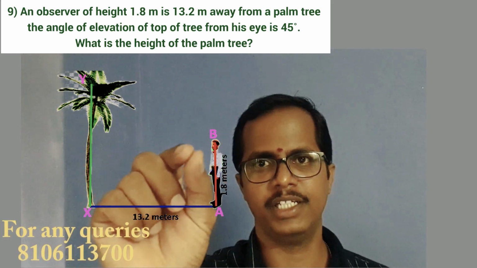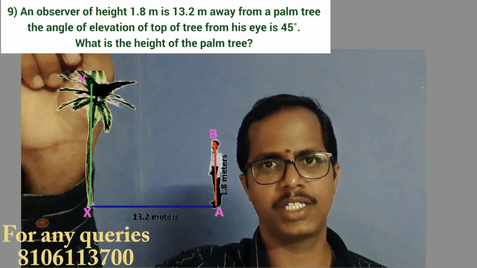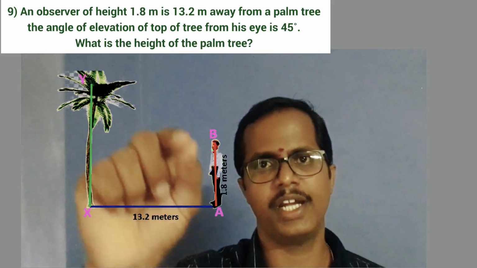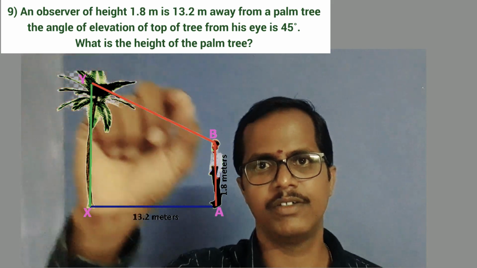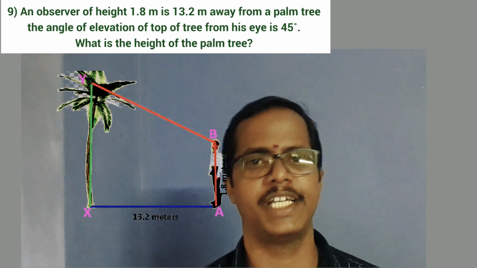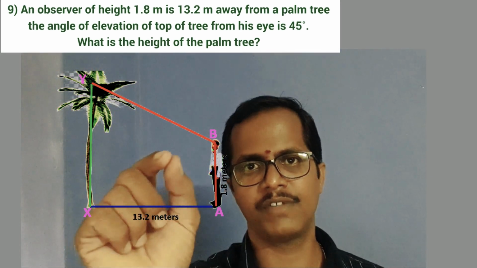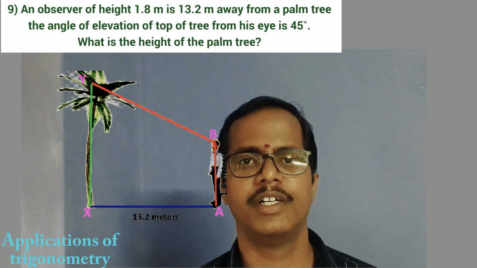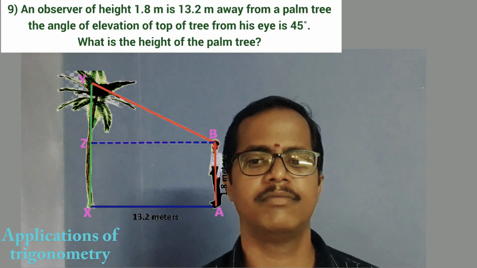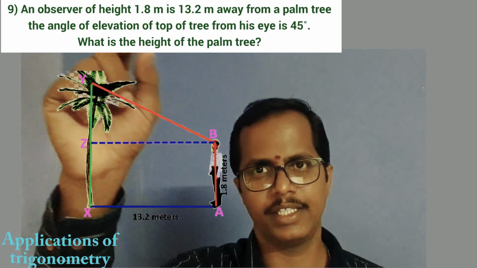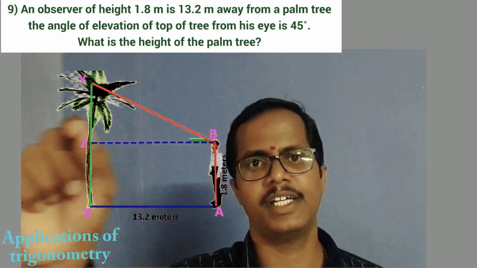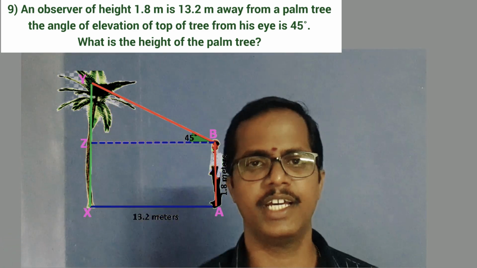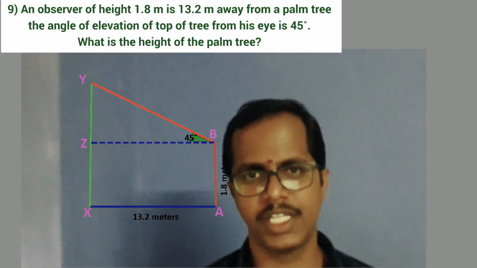From this point B, the observer is observing the top of the tree with an angle of elevation of 45 degrees. Let us join point B and the top point of the tree Y. This will give us the line of sight. And from the observer's side, we need to take one more line, that is a horizontal line. So let us take a horizontal line BZ, and the angle between the line of sight and the horizontal line is 45 degrees. So let us label 45 degrees here. Now remove the pictures from this diagram.